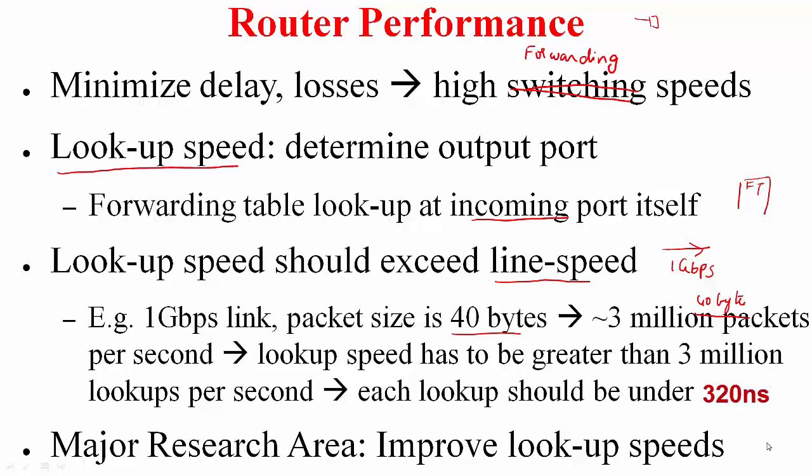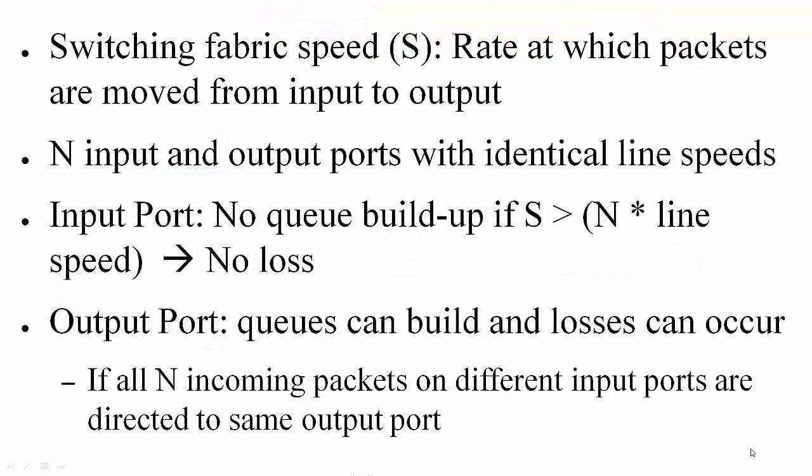So there is a lot of research that goes on in how to improve these lookup speeds. Another important component of the forwarding speed is the switching fabric speed, basically the rate at which packets get moved from the input to the output. Now when you have n input and n output ports with identical line speeds, there will be no queue buildup at the input port if your switching speed exceeds n times line speed. This also results in no loss.